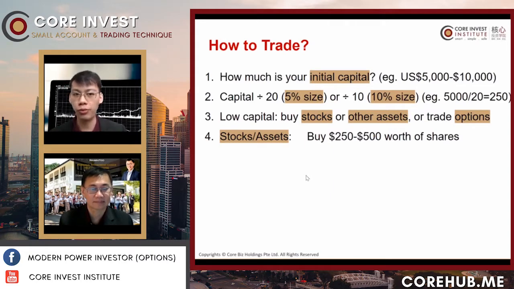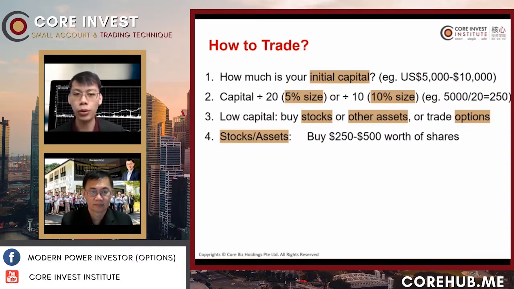what can we do? First of all, you want to ask yourself, how much is your initial capital? In this case, we are going to give you an example of USD $5,000 to $10,000, right? And looking at $5,000 as an example, we are looking at how to diversify, which comes down to 5% size or 10% size, right? So you take 5,000 divided by 20, you get 5% size, or 5,000 divided by 10, you get 10% size, right? So with this amount of money, you will take it to buy stocks or other assets such as ETFs and so on, or you can use it to trade options, right?